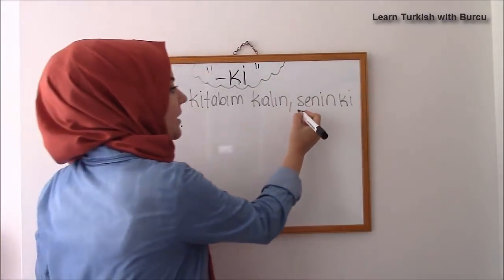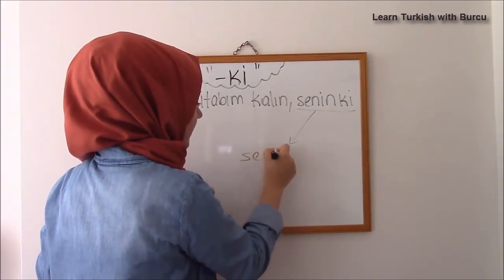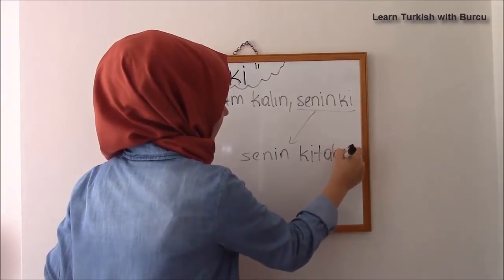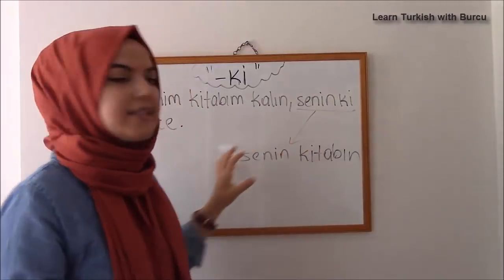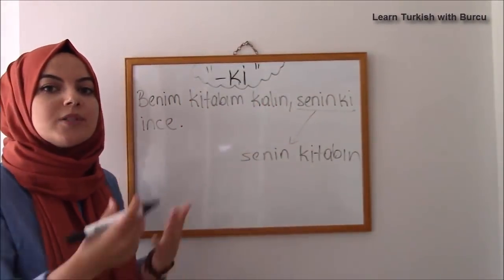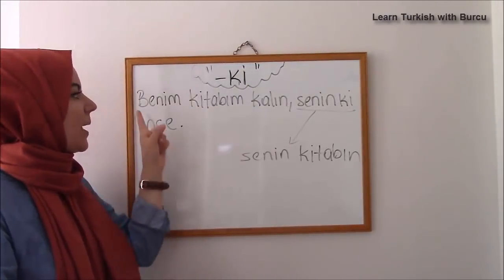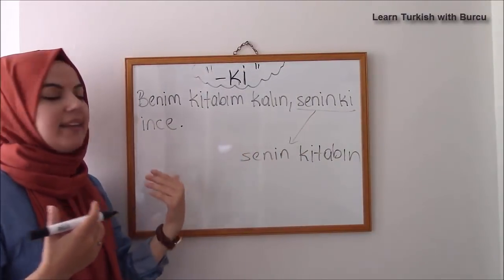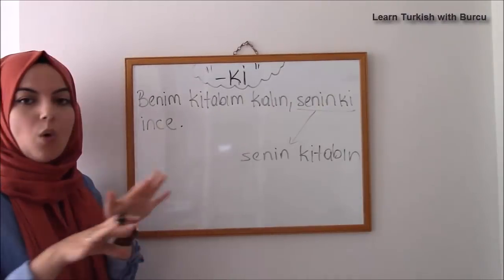Okay? So here seninki actually means senin kitabın. So here the function of ki is like this. This ki serves as a possessive pronoun suffix, okay? Seninki ince. Benim kitabım kalın, seninki ince. Ya da senin kitabın ince. It is correct, it's not wrong.